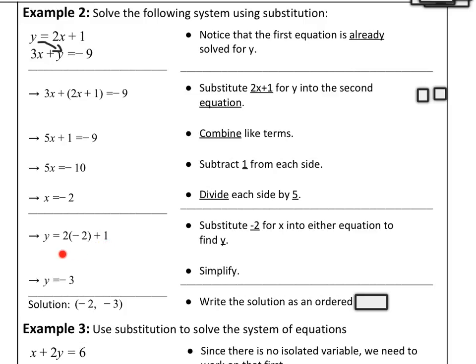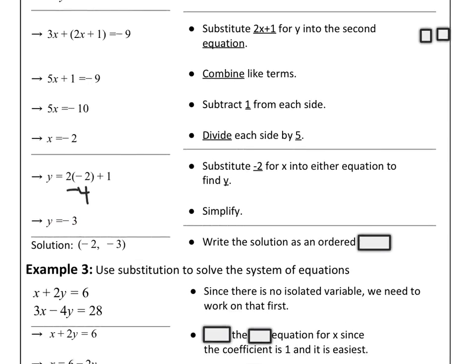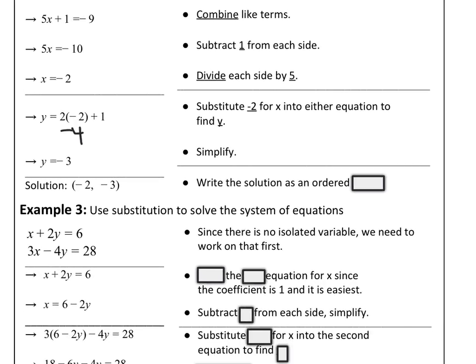Then we can simplify. 2 times negative 2 is negative 4. And then adding that 1, we'll get y equals negative 3. Once we found x and y, we have our solution. And we want to write that solution as an ordered pair, just like we've done here. Negative 2 for x and a negative 3 for y.